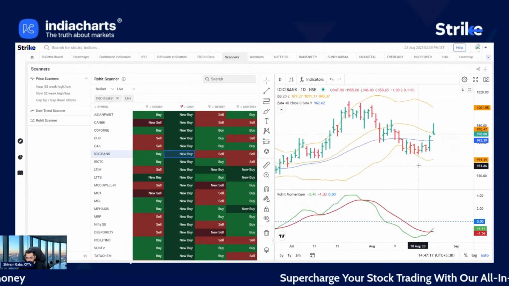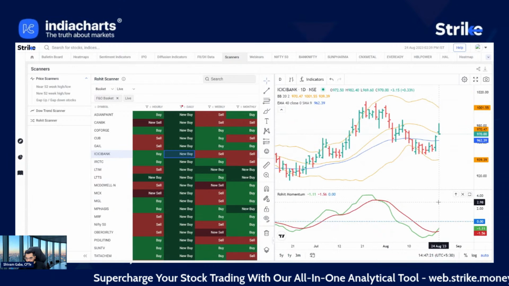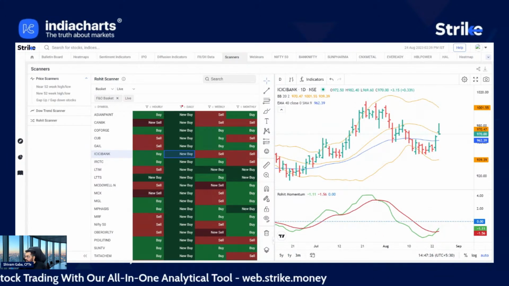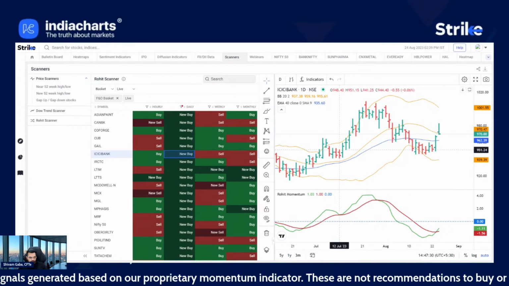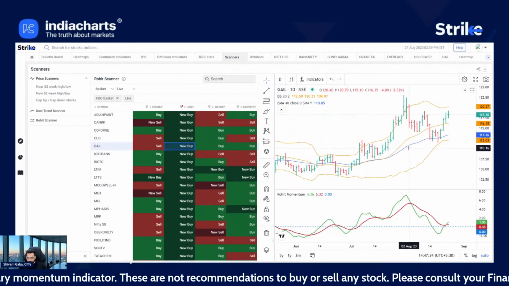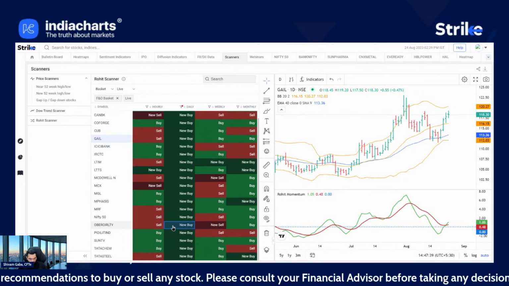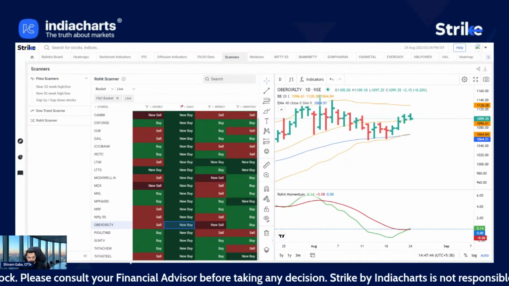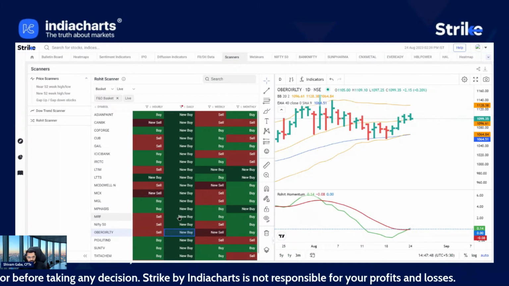So you can see I'm seeing some metal names, IT names, and few banking stocks as well. One big name, ICICI Bank, is also here. So RMI is giving a fresh bullish crossover on this one. These are just signals based on the indicators that we are using, not any investment advice. So many new names popping up in the new buy filter. You need to open these charts and do your own analysis based on which time frame you trade on, and accordingly you can choose your stocks.